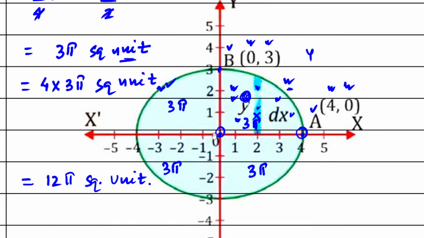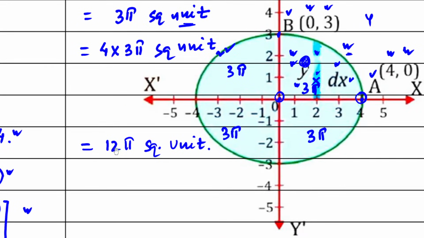Area of this part, that is OABO. The area of OABO is equal to the area of this part, equal to the area of this part, and equal to the area of this part. Therefore the area of the region bounded by the ellipse will be the area of the region bounded by OABO into 4. Therefore we get here 12π square unit.